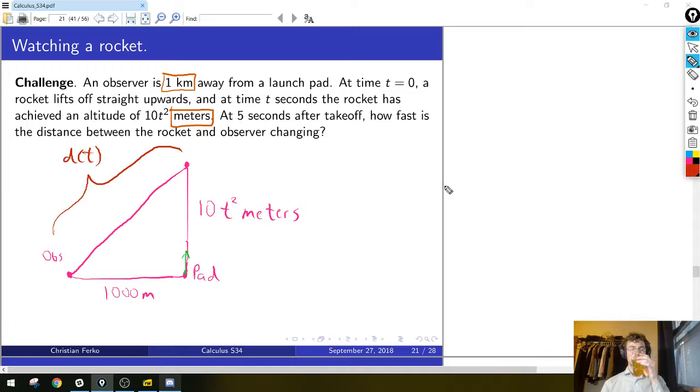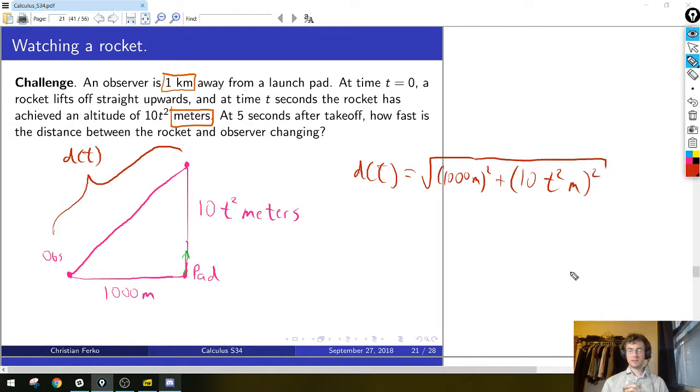That d of t is going to be equal to the square root of (1,000 meters) squared plus (10t squared meters) squared. Yeah, 10t squared meters, quantity squared. Okay, good.